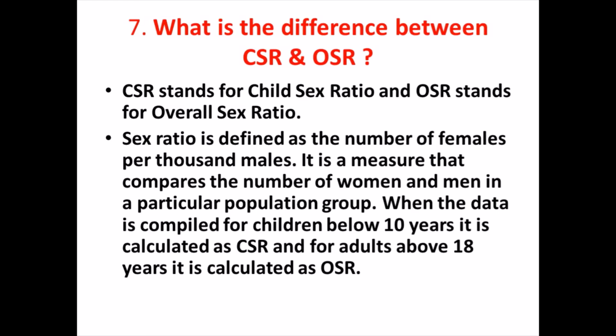So here, what is the difference between CSR and OSR? CSR stands for Child Sex Ratio and OSR stands for Overall Sex Ratio. Sex ratio is defined as the number of females per thousand males. It is a measure that compares the number of women and men in a particular population group. When the data is compiled for children below 10 years, it is calculated as CSR, and for adults above 18 years, it is calculated as OSR.